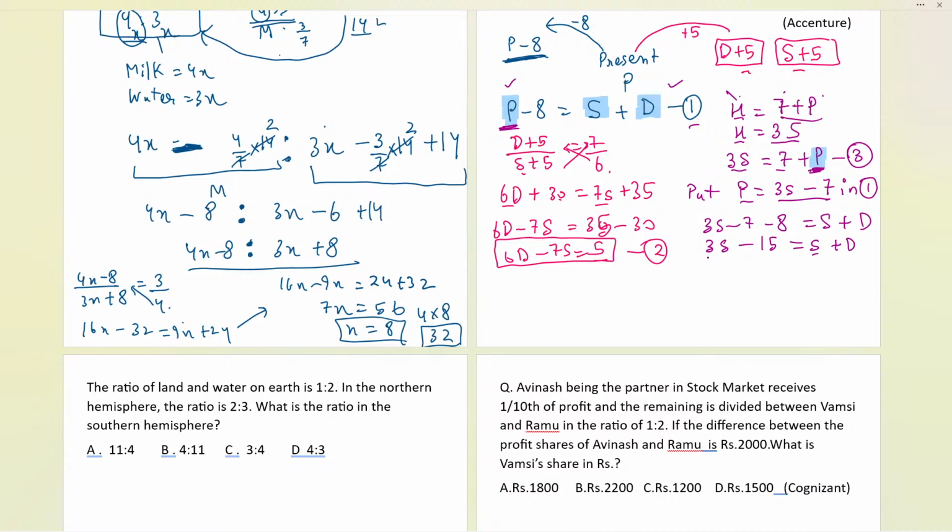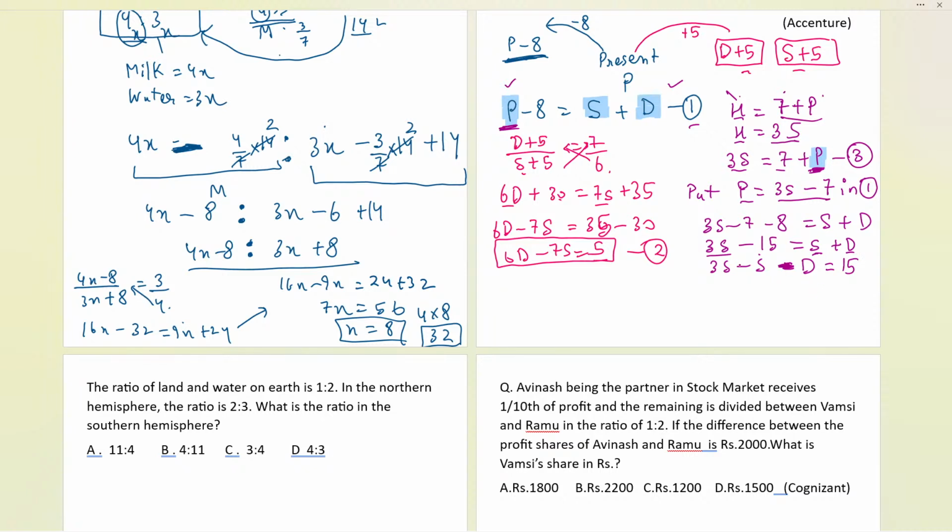Take this S on the other side, it will be 3S minus S, which is 2S. And one more thing, D also we can take on the other side. So let us bring this D also to the other side. It will be 2S minus D equals 15. We can take it on the other side. It will be like this. This is the complete equation we have got over here.